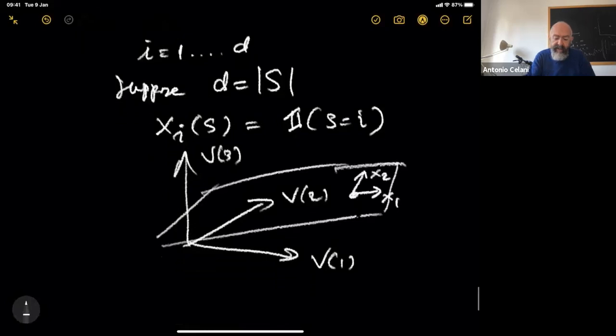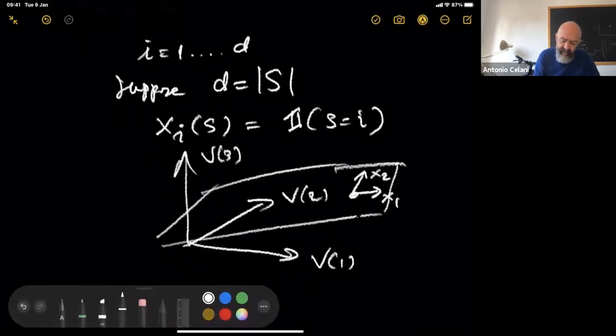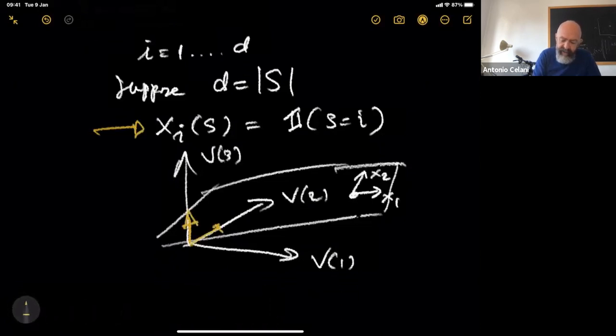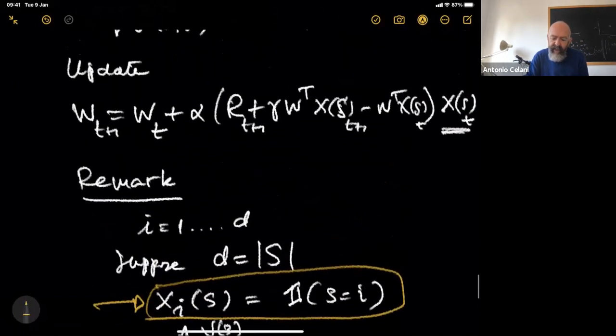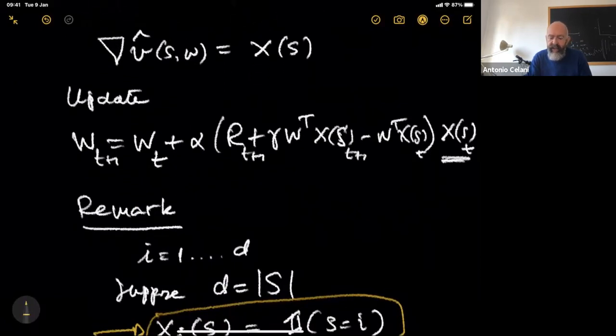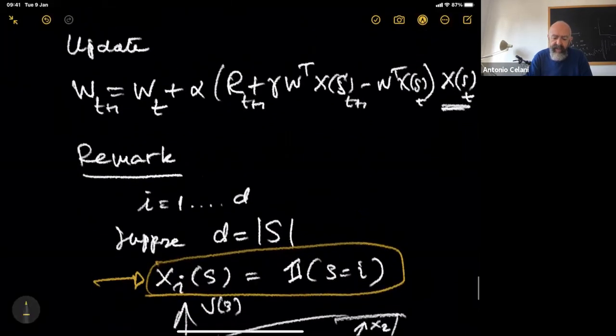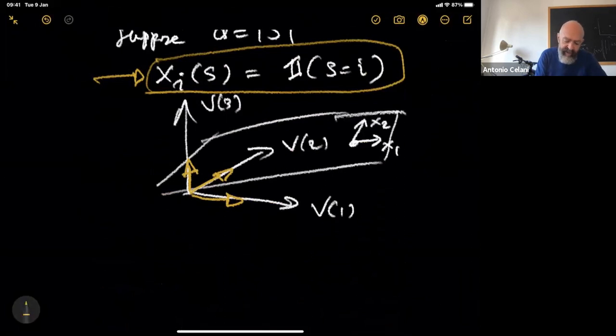In this particular case, which we are considering here, there are as many feature vectors as components, and these are just the orthonormal basis of our vector space. So this is a very simple limiting situation. The interesting thing in this case is that if you replace these features inside your update, what do you get? So now let me work component by component.